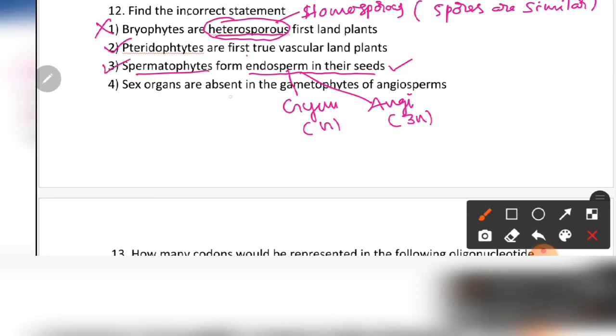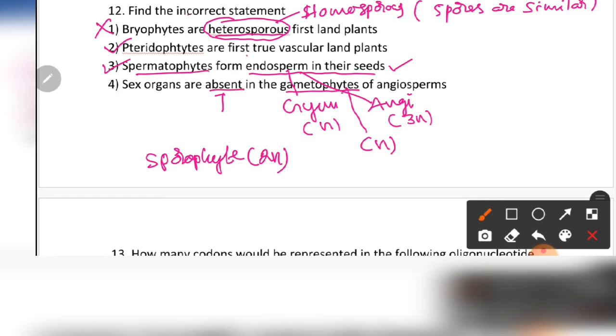Sex organs are absent in the gametophyte. Gametophyte means a haploid condition. Basically, sex organs are present in the sporophyte. Sporophyte is a diploid condition. For example, mango is an angiosperm. Root, stem, leaf, these are a diploid condition, the diploid individual that produces the sex organs. So sex organs are absent in the gametophyte.